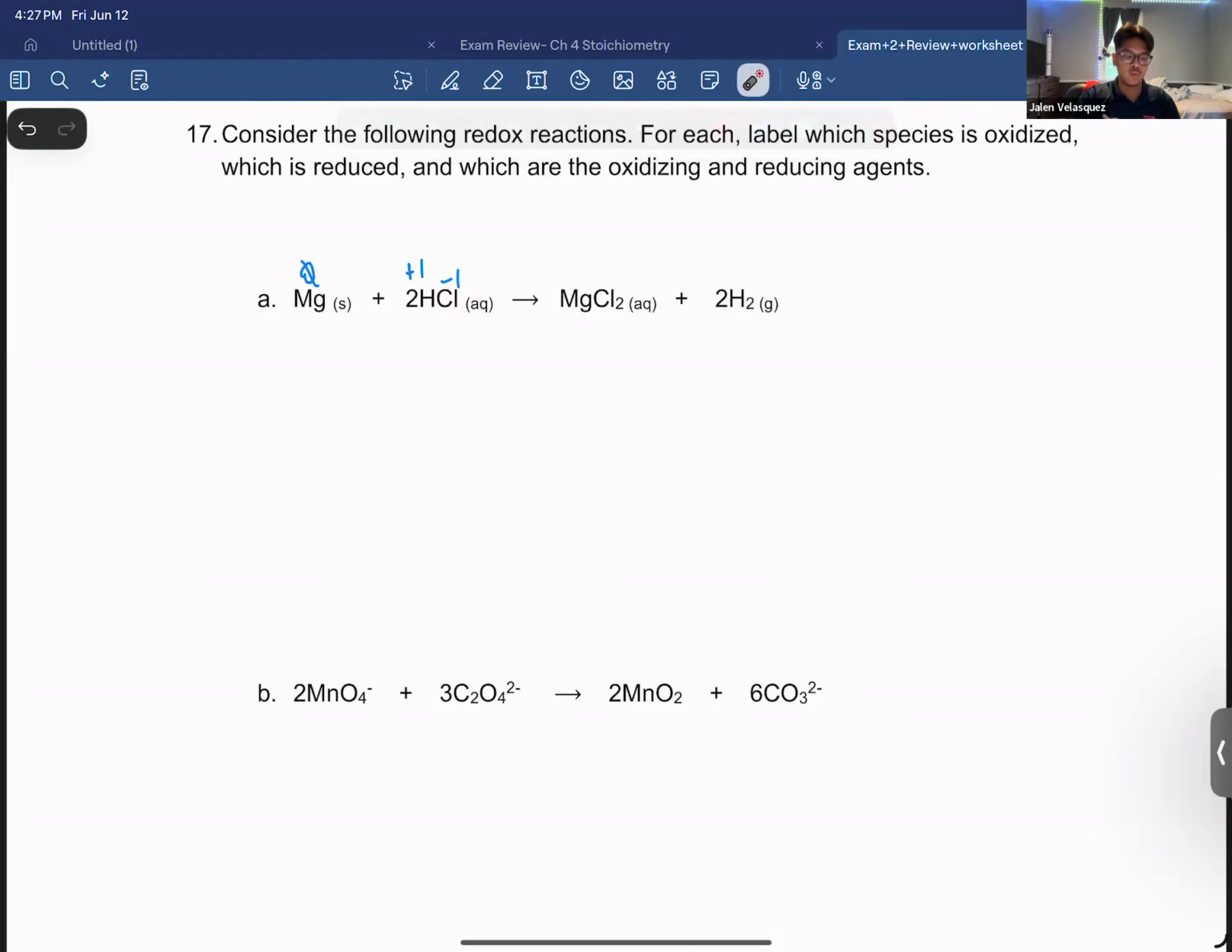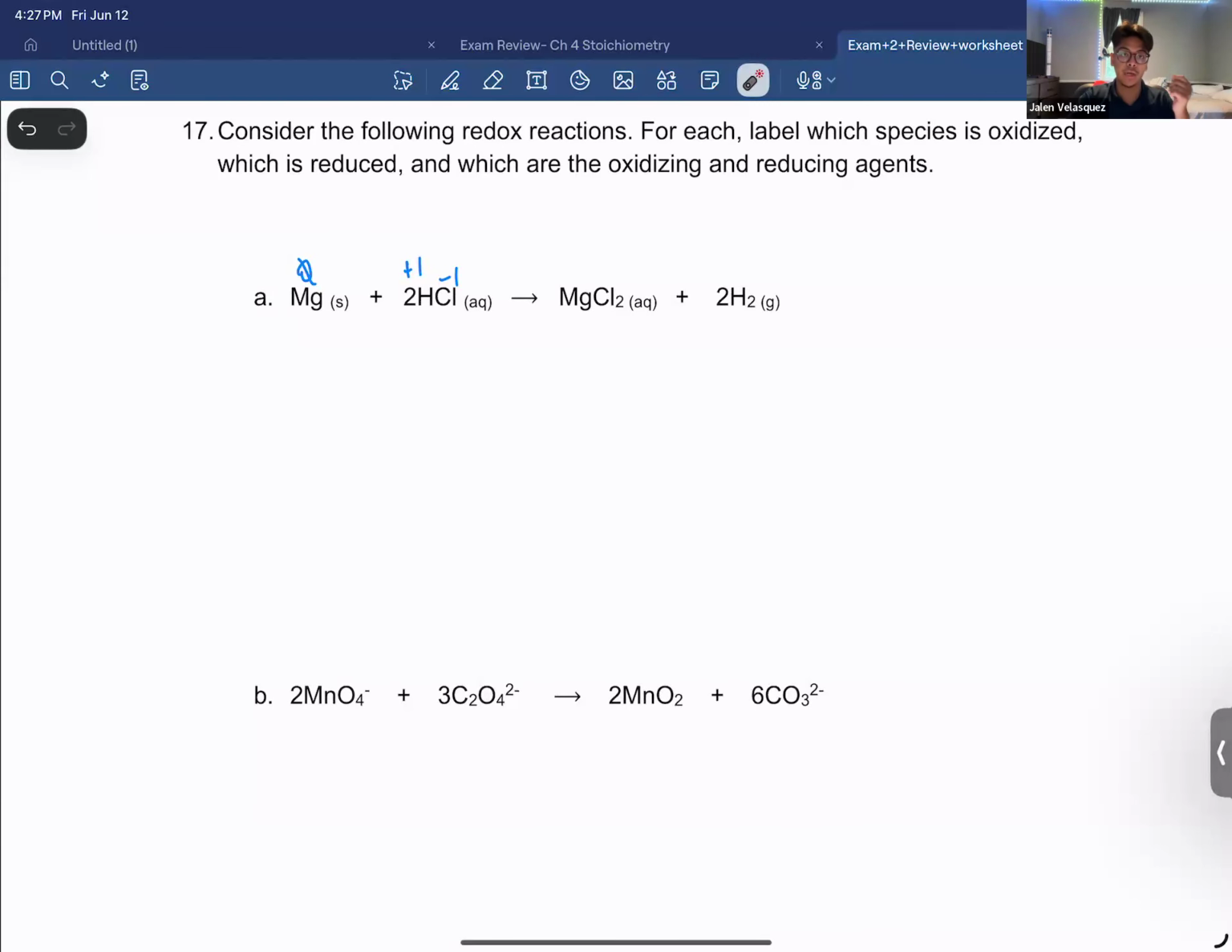And it should be +1 because HCl is a neutral compound, right? Another thing you should know is that the sum of the oxidation numbers has to equal the overall charge for that compound, right? So this is neutral, which means it has a charge of zero. That means the sum of the oxidation numbers, when you add them up, should equal zero. So +1 plus -1 is zero, right?